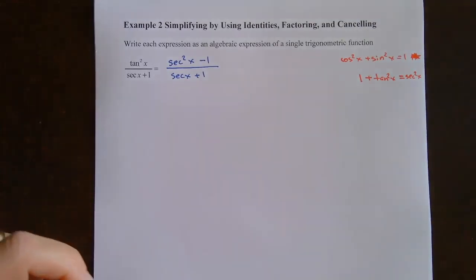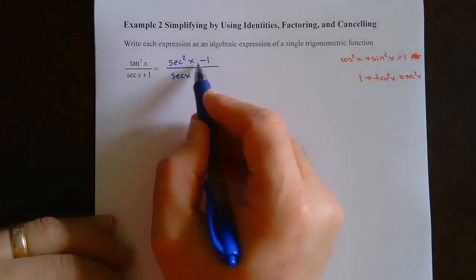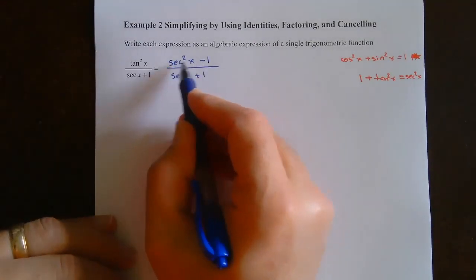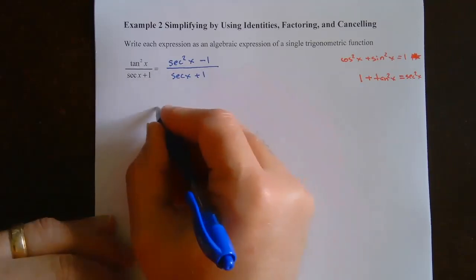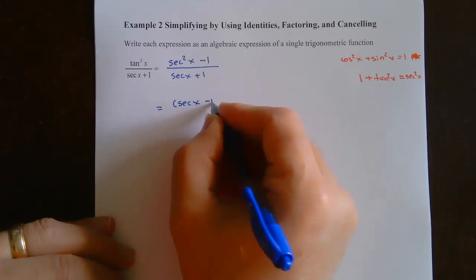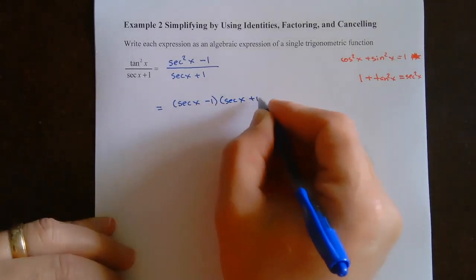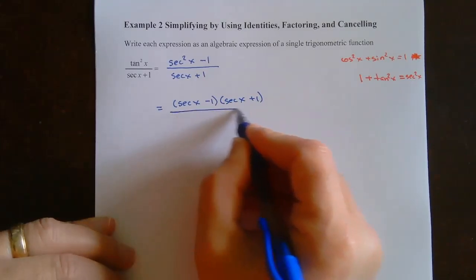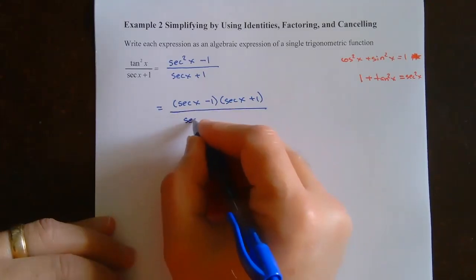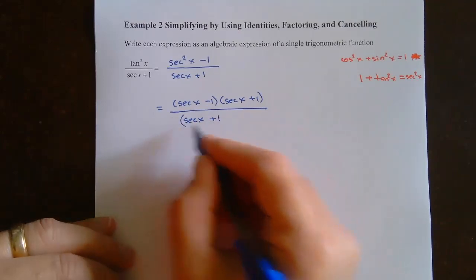Secant squared x minus 1. This 1 is a perfect square. This is a difference because we have a difference, and these are both perfect squares, okay? That means this factors into secant x minus 1 times secant x plus 1, right? Over secant x plus 1, right? And we could put parentheses around this.